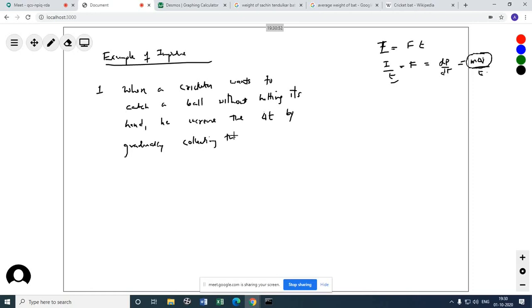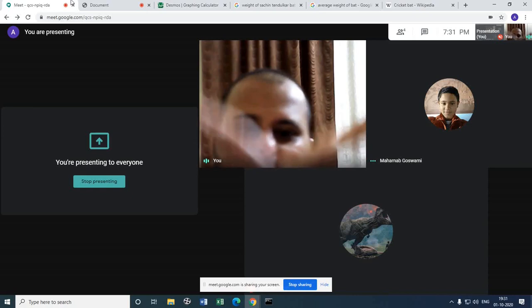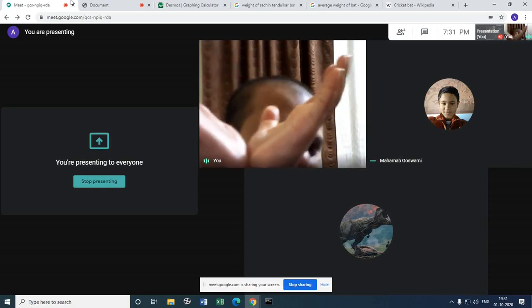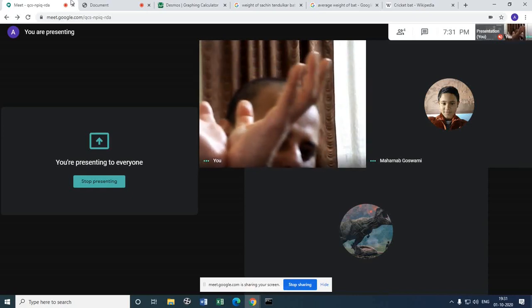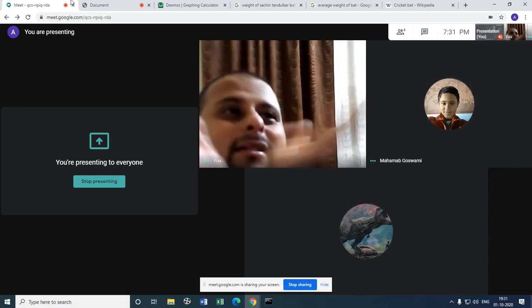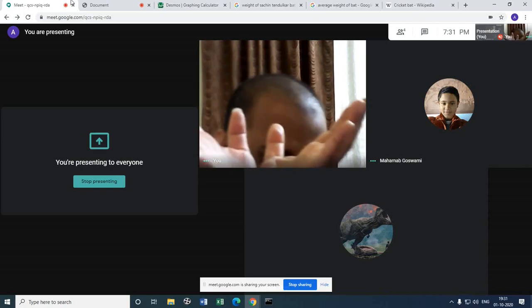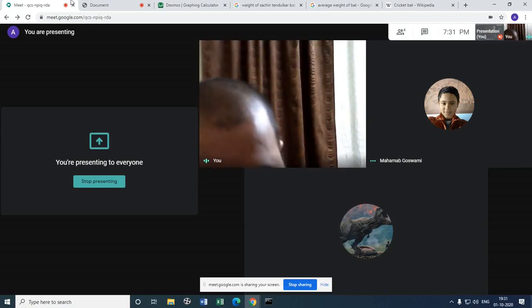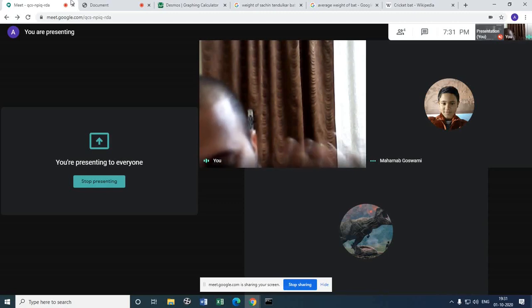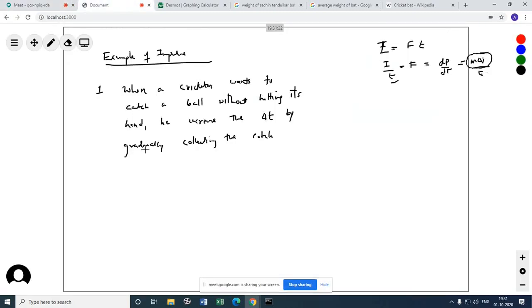Gradually collecting the catch, I will say. If you hold it like this, look at the picture. If you hold it like this, will you be able to catch the ball? Sir, it will bounce if it is already high. Then that is collision. So you have to hold it like this, slowly and gradually. Am I right or not? Yes. Then that was the first thing.